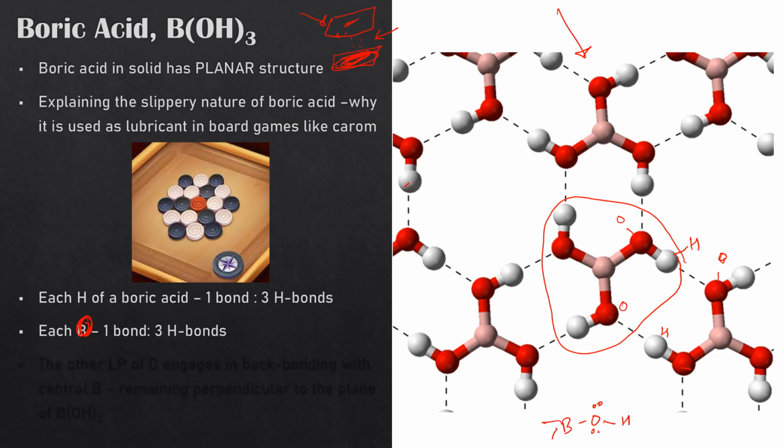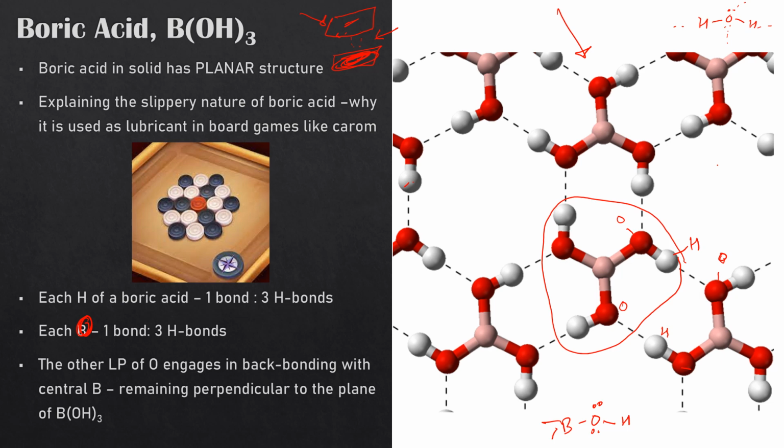So why is only one lone pair forming the hydrogen bond? Why not the other lone pair? Because in the water molecule we have learned that water was forming 4 hydrogen bonds, 2 from hydrogens and 2 from the lone pairs. The reason over here is that in boric acid, this molecule is found to be flat.